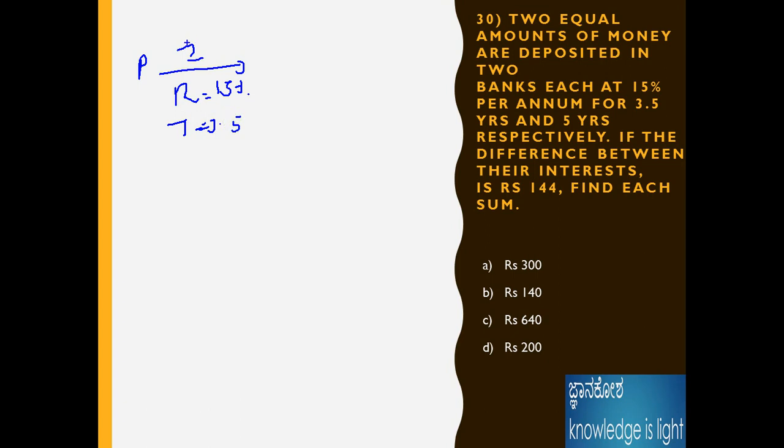Here it is P, 2 times. This is the I2. This is the I1. I could take it as I2. The difference between their amounts is therefore I2 minus I1. Okay, here I would write I2 minus I1 is equal to 144.